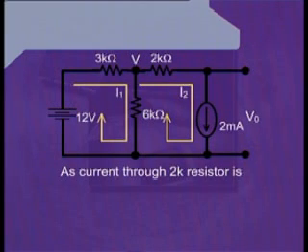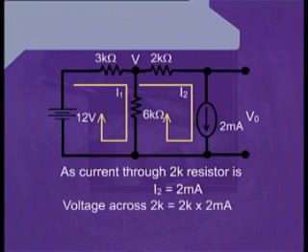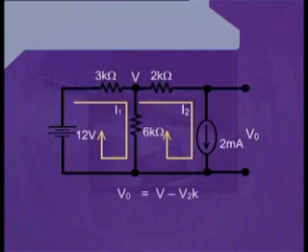As current through 2K resistor is I2 is equal to 2 milliamperes, therefore, the voltage across 2K resistance will be 2K into 2 milliamperes. That will be equal to 4 volts. Hence, for V naught, we can write V naught is equal to V minus V at 2K. Therefore, we can write V naught is equal to 4 minus 4 is equal to 0 volts.